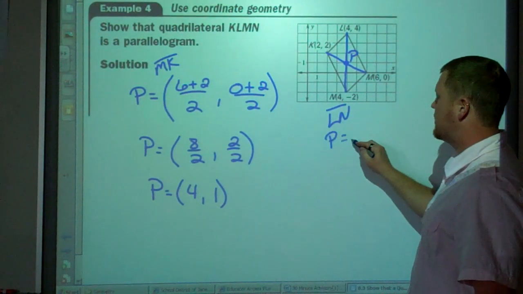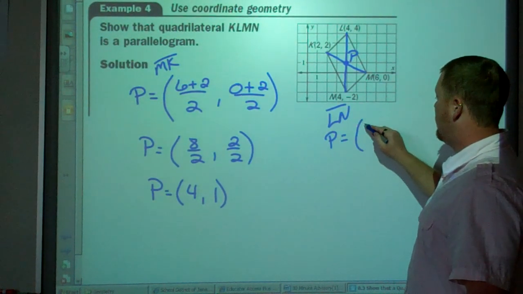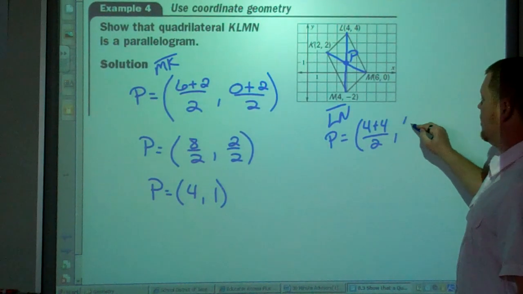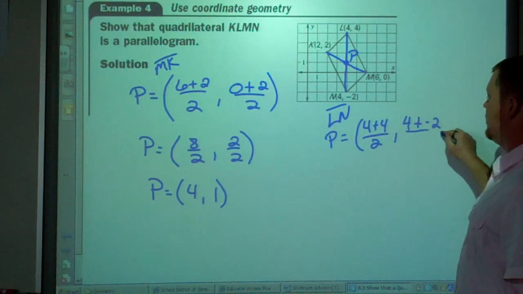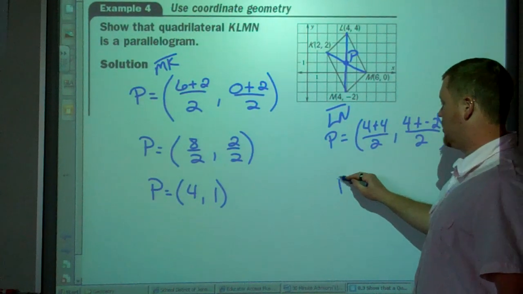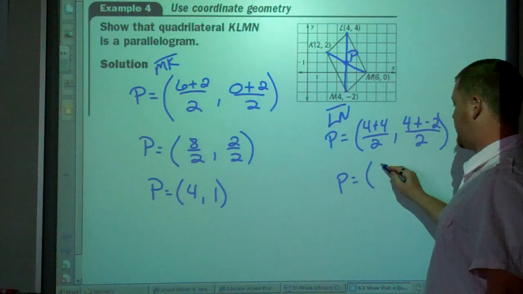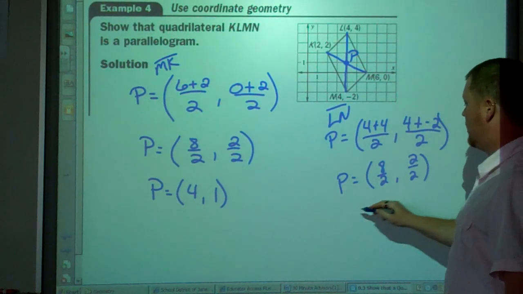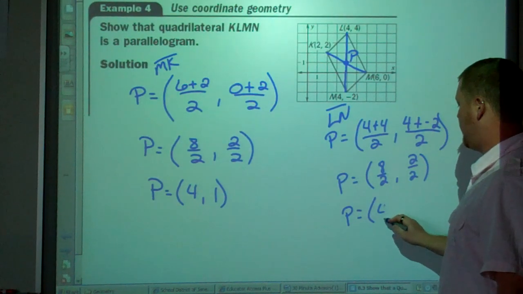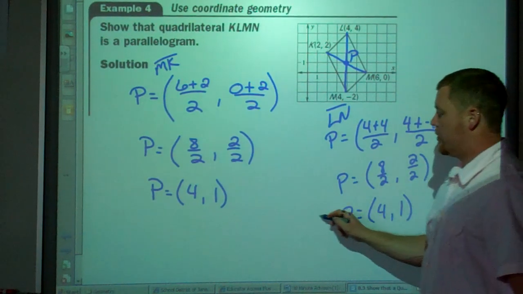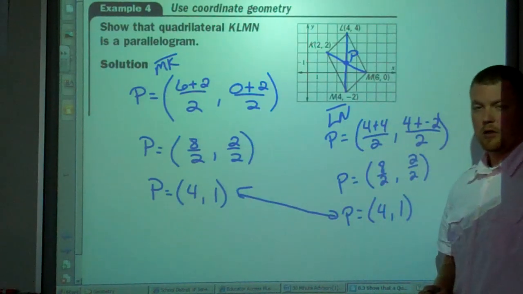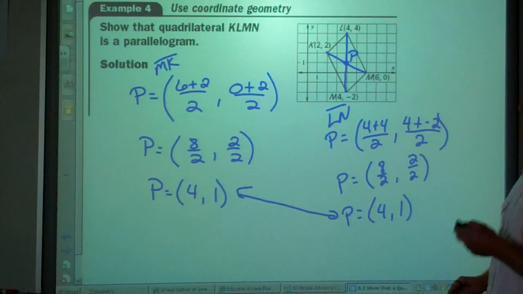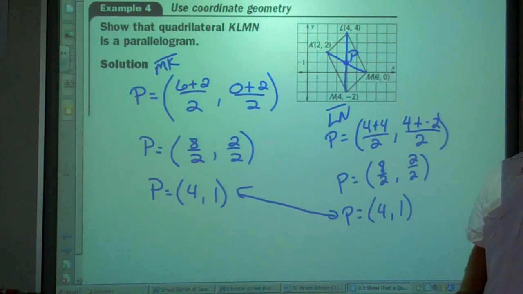Do the same thing for segment LN. Point P, is it the same? Well, I got 4 plus 4 divided by 2, 4 plus negative 2 divided by 2. So point P is 4 plus 4 is 8 divided by 2, 4 plus negative 2, that's 2 divided by 2. So point P is at (4, 1). They're the same for both segments. What does that tell us? That tells us that the diagonals bisect each other. So yes, it is a parallelogram.